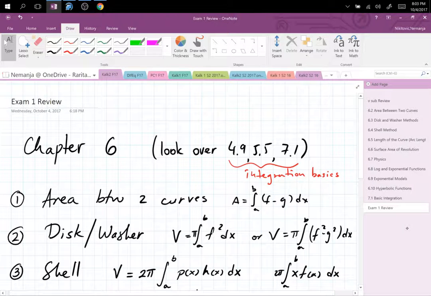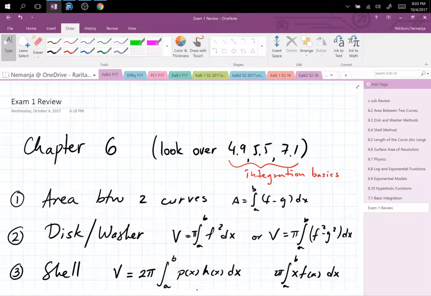This is a review for exam 1 on chapter 6. In addition to that, you need to review the integration, which is spread through 4.9, 5.5, and 7.1. You need to know how to do indefinite integrals, which means plus c, and definite integrals to compute integrals that have limits, which give you the number as the answer.